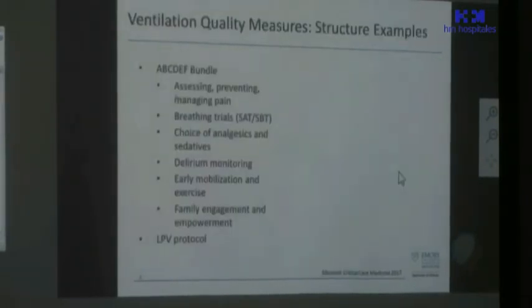Some structure examples. So there's a lot of attention, rightfully so, around the ABCDEF bundle. There has been, for a longer period of time, the lung protective ventilation protocol and evaluating how we provide mechanical ventilation for patients with respiratory failure.